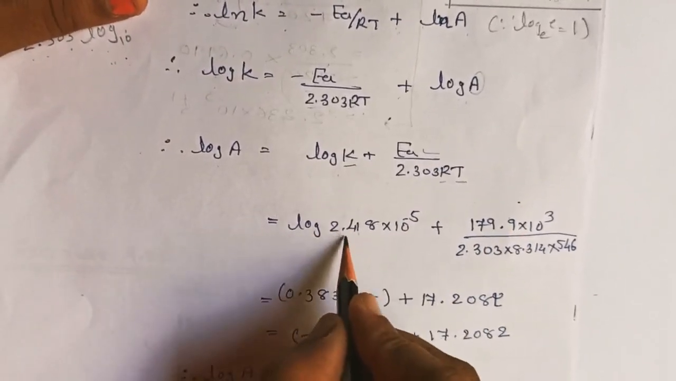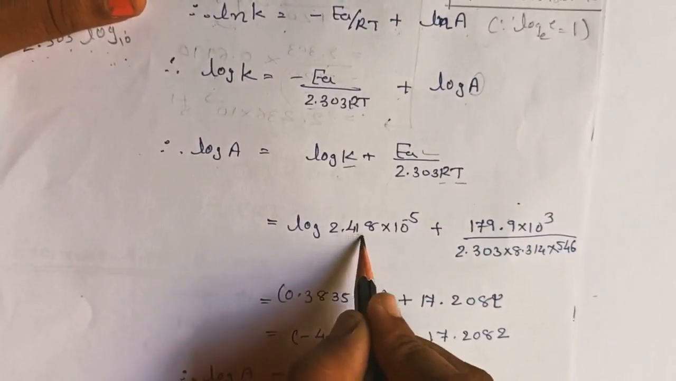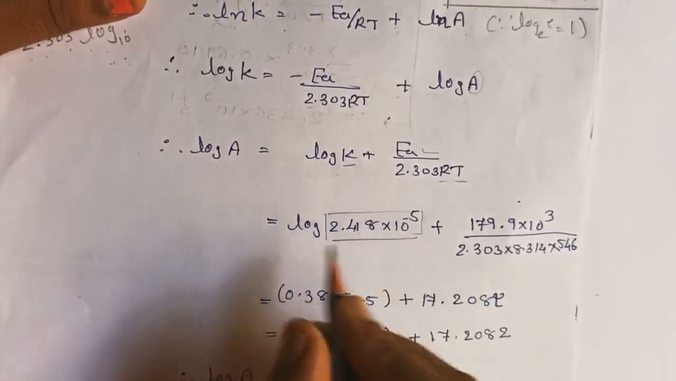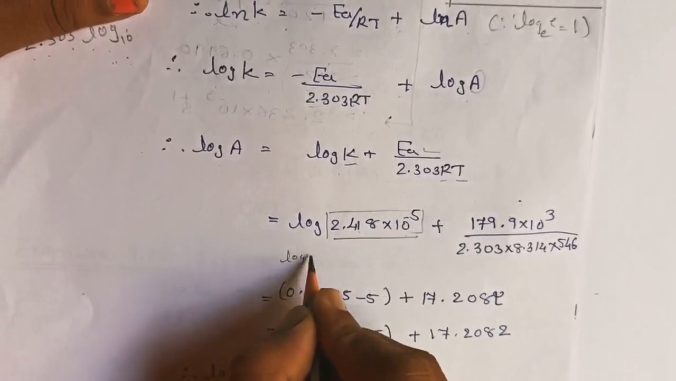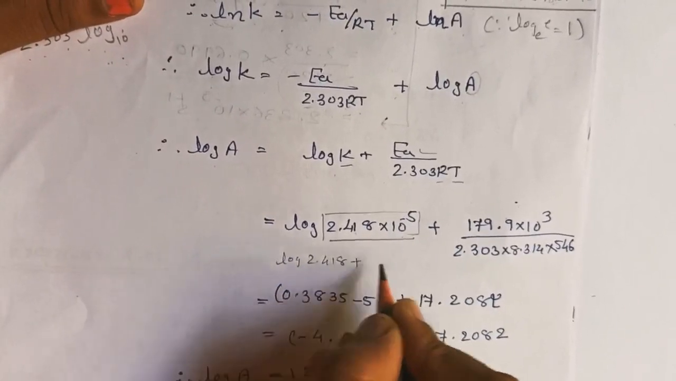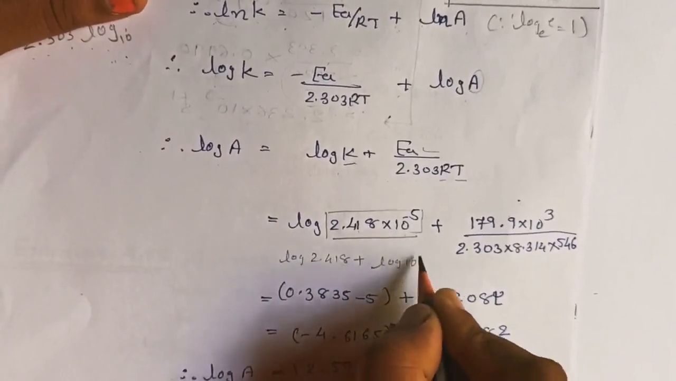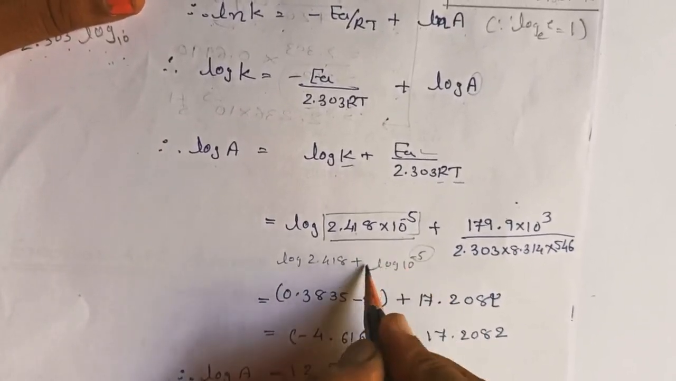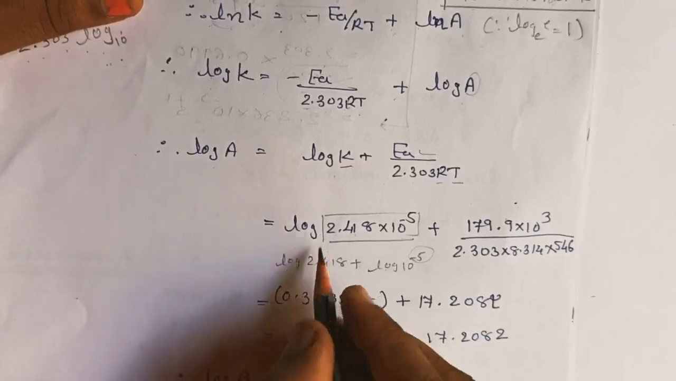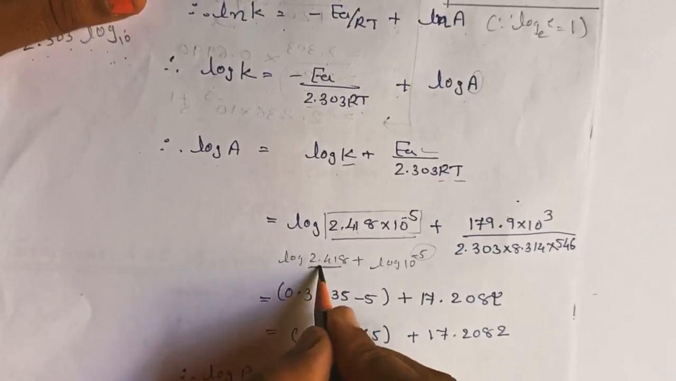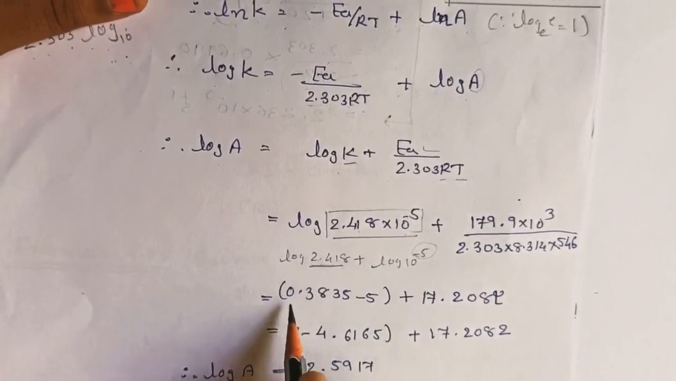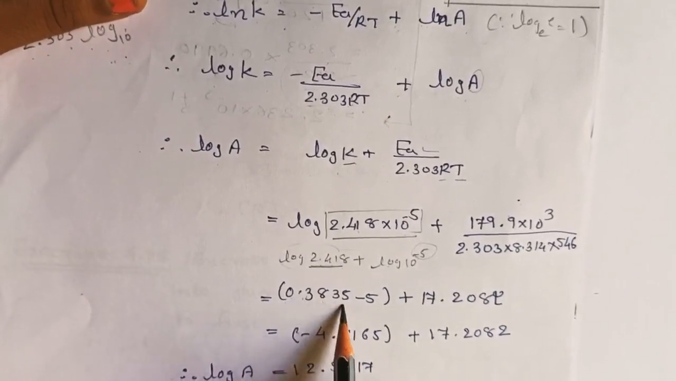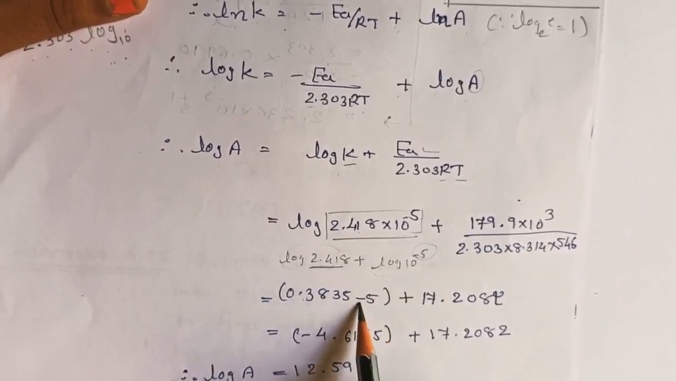Here we have to take the log of 2.418 into 10 to the power minus 5. Since we have two terms in a product, it will convert into log 2.418 plus log of 10 to the power minus 5. Log 10 is 1 and the minus 5 comes in multiplication. We have to find the log of 2.418. So you will get the log of this term as 0.3835 and the log for this term is minus 5, right?